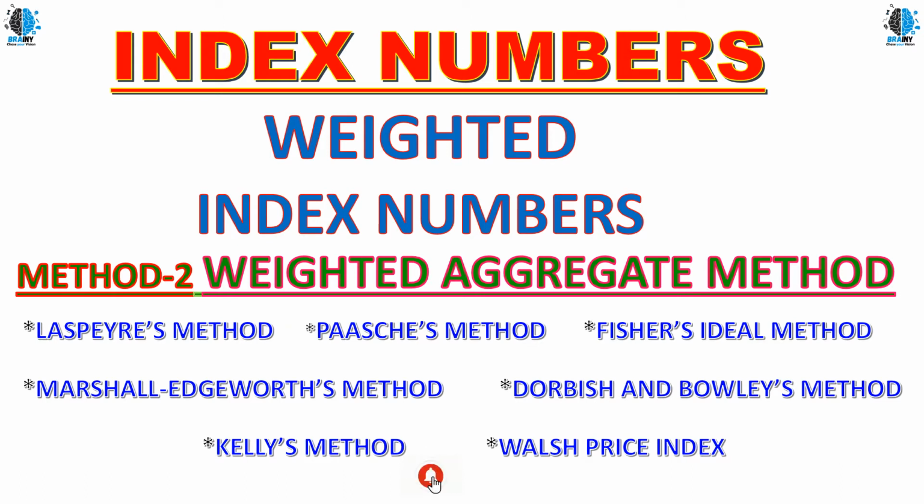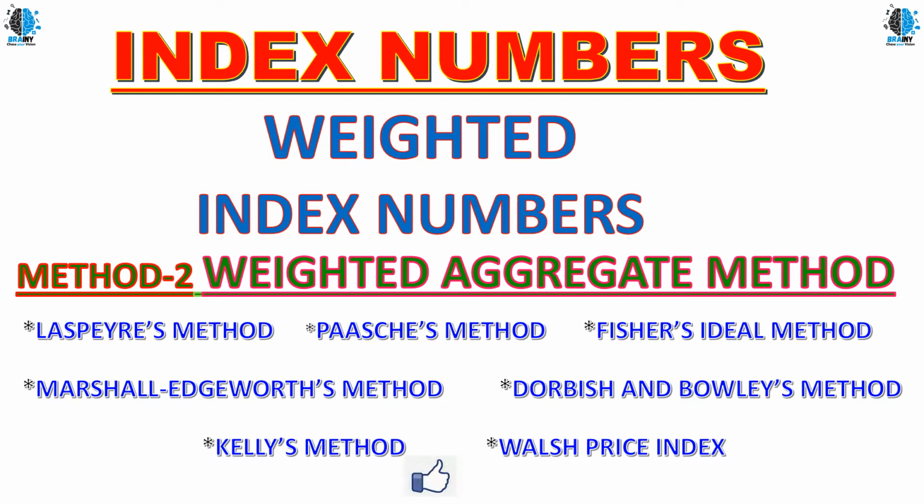Already I have created the video. The link is provided in the I button as well as in the description. Coming to the weighted method of index number, the first type, the weighted average method, I have also already created a video. You can find the link in the I button as well as in the description. Now in this session I will be talking about the weighted aggregate method.